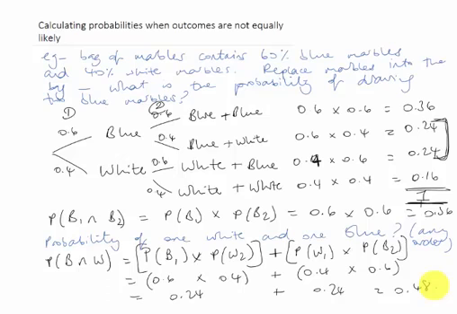So those are a couple of examples to show you the way to use probability trees and equations to work out probabilities when the outcomes are not equally likely. It's no harder really than if they are equally likely.